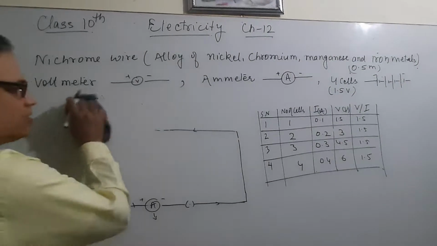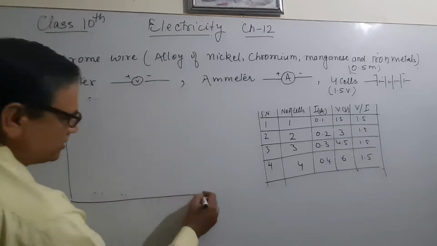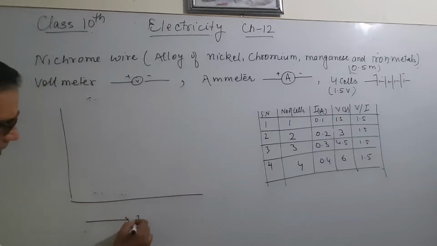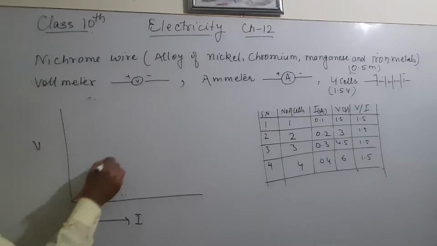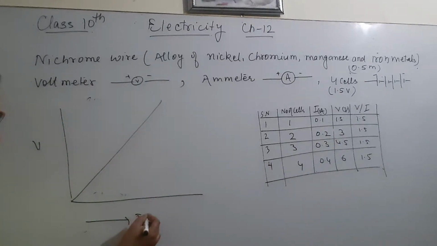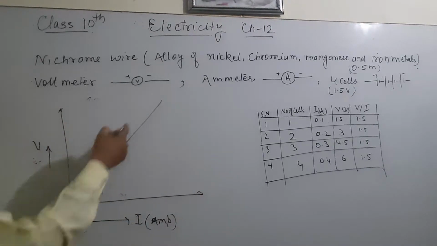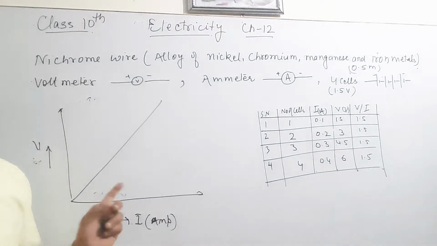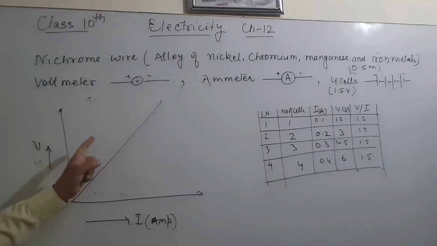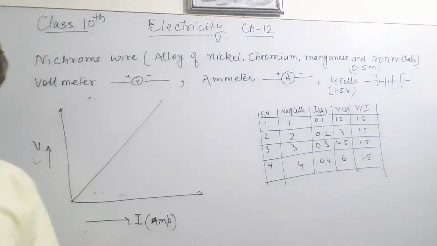And then he saw the reading graphically. Graphically he saw the relationship between I and V. When we draw the graph between I and V, with I taken along the x-axis in amperes and V across the y-axis, this straight incline will show the relationship between potential difference and current, and the ratio of V and I is always constant.